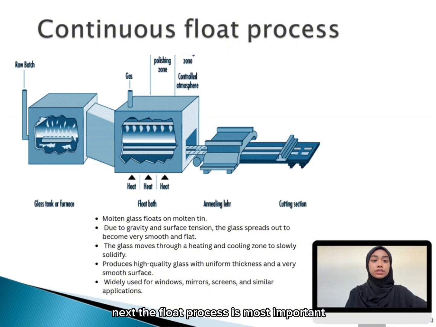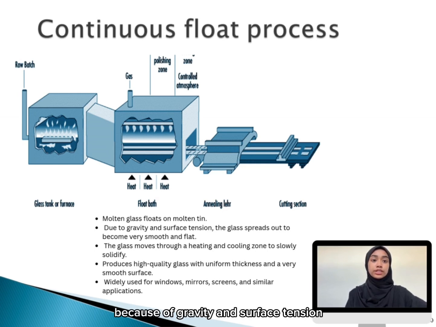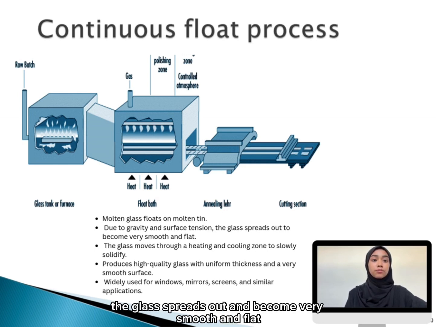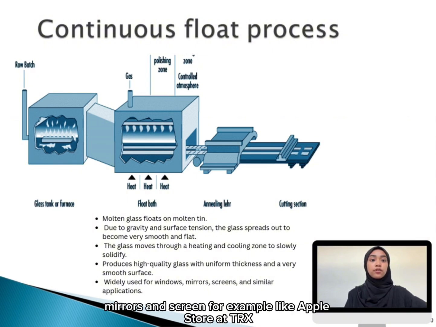Next, the float process is the most important modern method for producing plate glass. In this process, molten glass floats on molten tin because of gravity and surface tension. The glass spreads out and becomes very smooth and flat. After that, the glass moves through heating and cooling zones to slowly solidify. This method produces high quality glass with uniform thickness and very smooth surface. It is widely used for windows, mirrors, and screens. For example, like Apple Store at TRX.